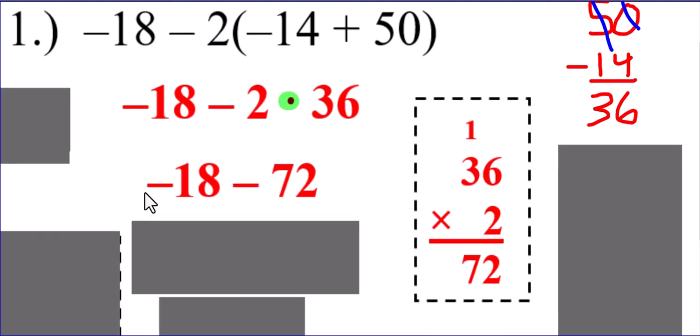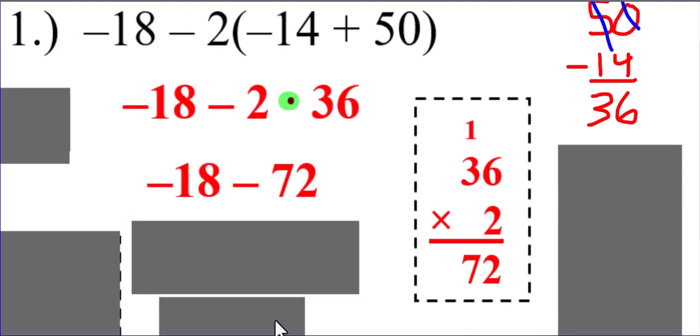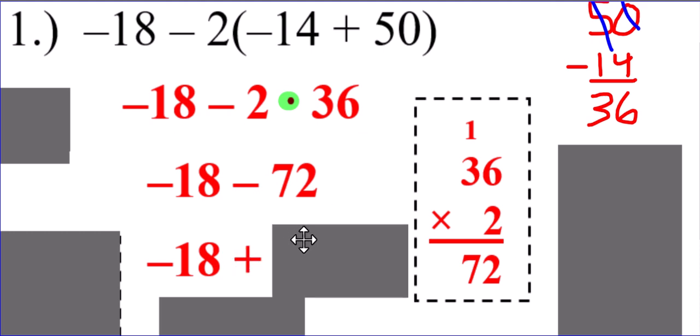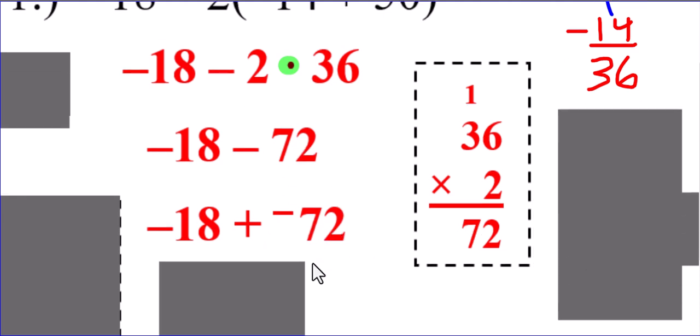Okay. Negative 18 minus 72. How do we do this? Oh, subtraction is the same as adding the opposite. So the first number stays the same. Subtraction becomes addition. The next number, which used to be 72, is now negative 72 because it becomes its opposite. And now we can figure out how to do this problem.